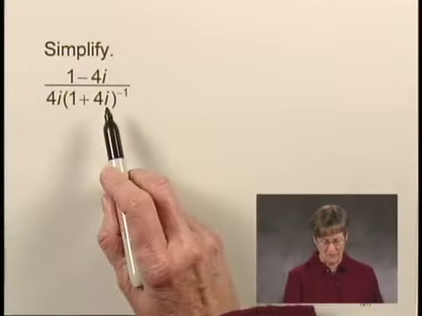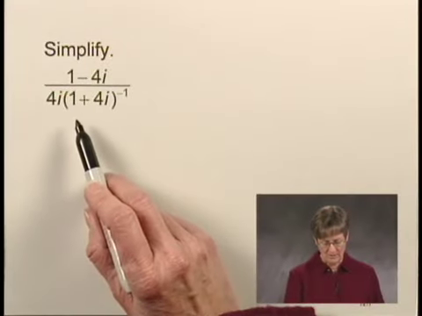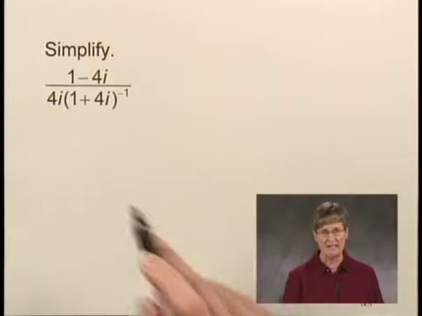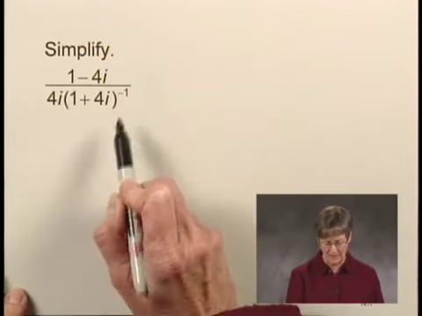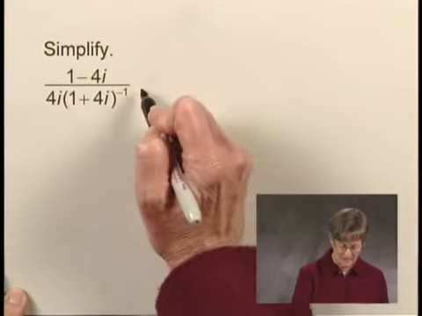We're going to simplify an expression containing complex numbers. The expression is (1 minus 4i) over 4i times the quantity (1 plus 4i) to the negative 1 power. And let's begin by writing (1 plus 4i) to the negative 1 power with a positive exponent.